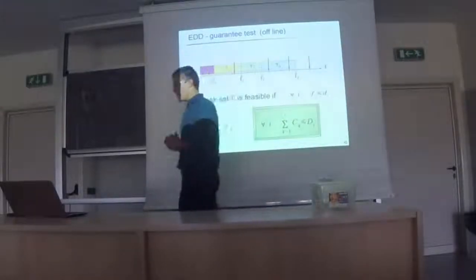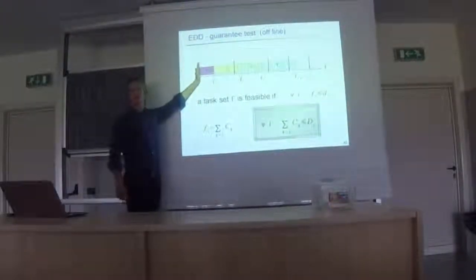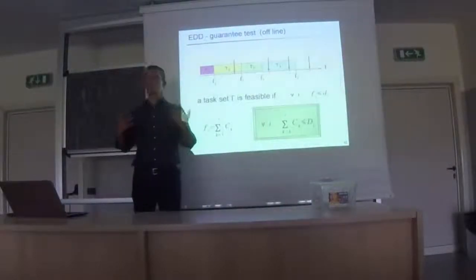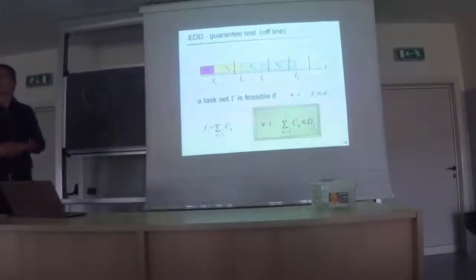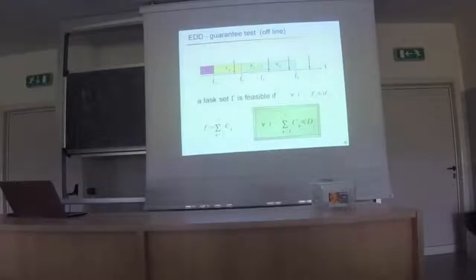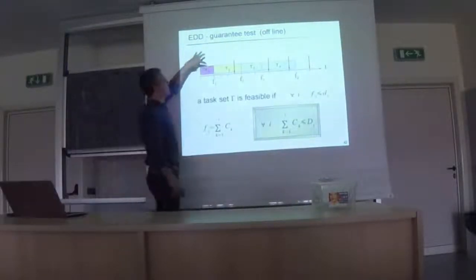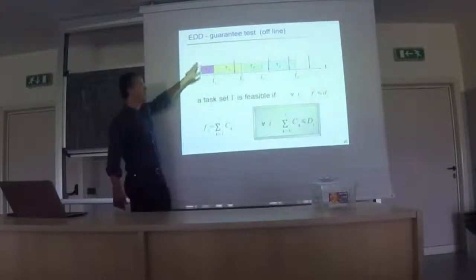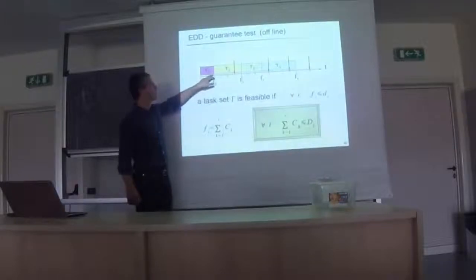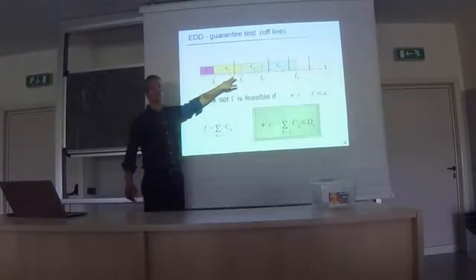So we said all tasks are ready at time 0. So I essentially need to verify whether for each task it will complete before its deadline. How can I do that? I can basically start from the highest priority task. Call it tau 1. Tau 1 is the highest priority. The highest priority will have the first deadline. So essentially I only need to check whether its finishing time is shorter than its deadline.